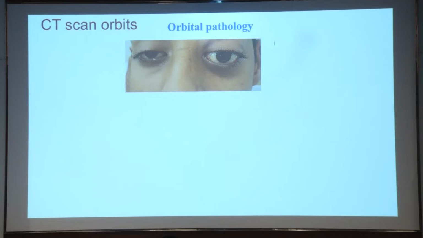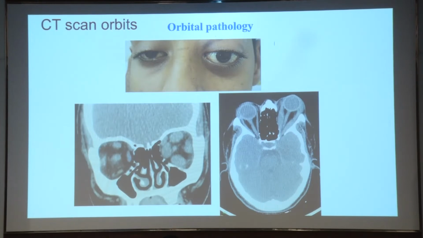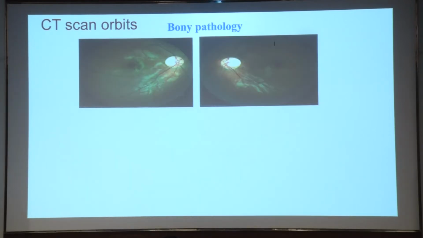In orbital pathologies, we have a patient who presents with proptosis in the left eye. You do a simple CT and the diagnosis is glaring at you. So you see the muscles are so hypertrophied, so thick, so it's a case of thyroid eye disease.